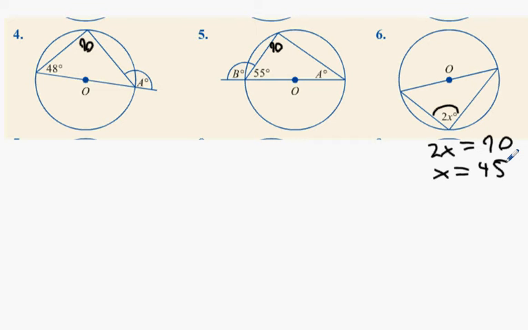Now look at question 5. You know 55, you know 90. How do you find out what A is? Take them away from 180 and you get 35. And then what's the angle B? 125, because it has to add up to 180.